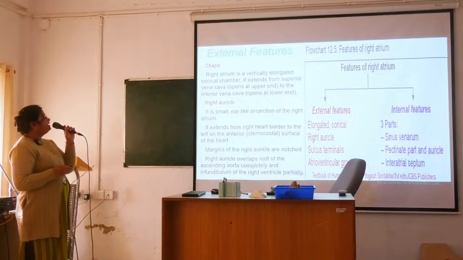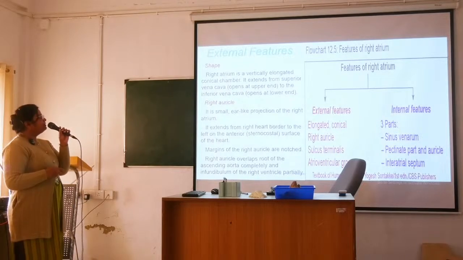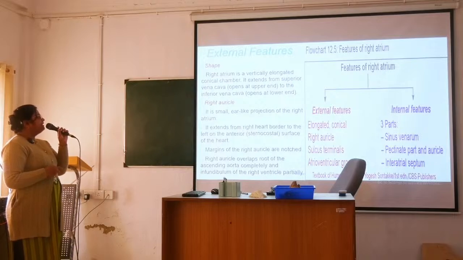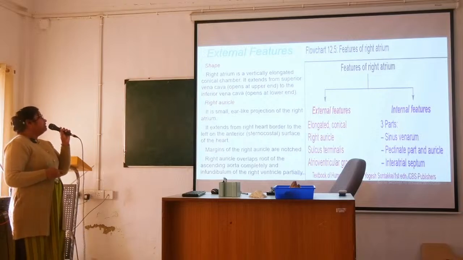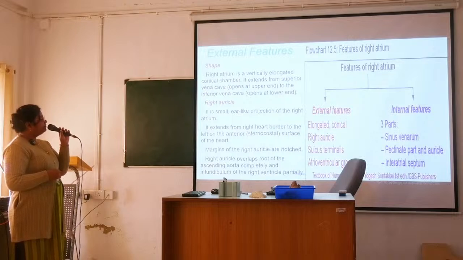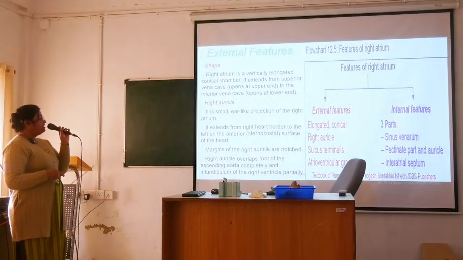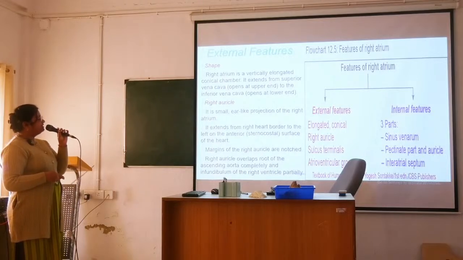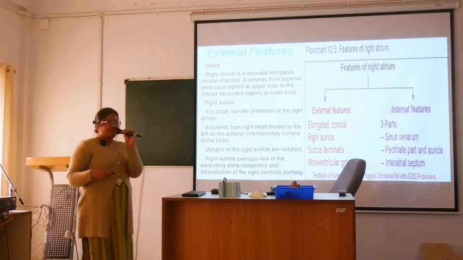So the right atrium is a vertically elongated conical chamber, extending from the superior vena cava, which opens at the upper end, to the inferior vena cava, which opens at the lower end, and the right auricle, which is a small ear-like projection of the right atrium. It extends from the right heart border to the left on the anterior or sternocostal surface of the heart, and the margins of the right auricle are notched. The right auricle overlaps the root of the ascending aorta completely and the infundibulum of the right ventricle partially. These points you have to see while studying the viscera. Okay.